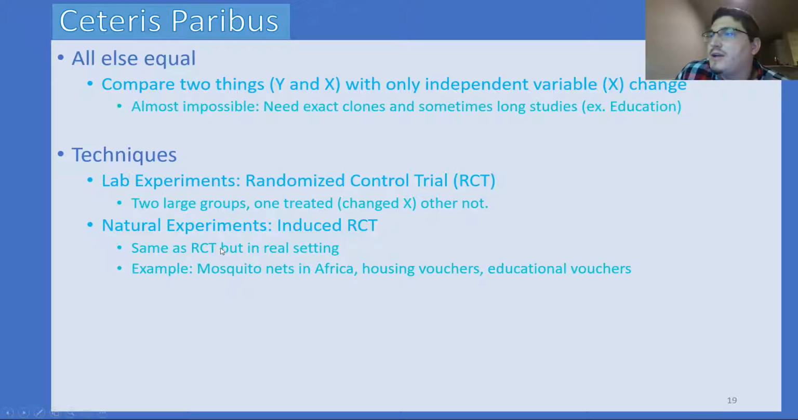Some examples of real randomized controlled trials in natural settings are distribution of mosquito nets in Africa, providing housing vouchers everywhere in the world, and education vouchers, and seeing these effects on education and outcomes.